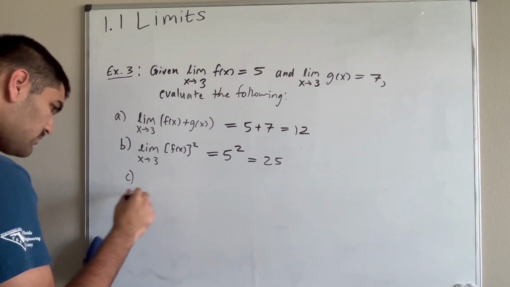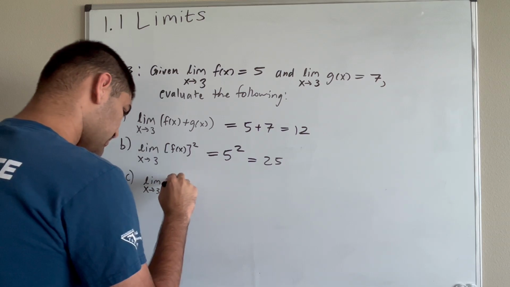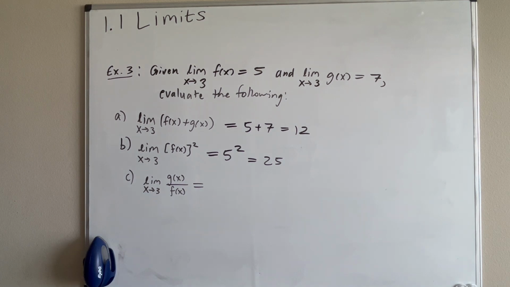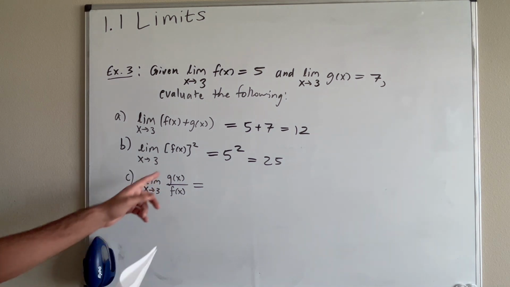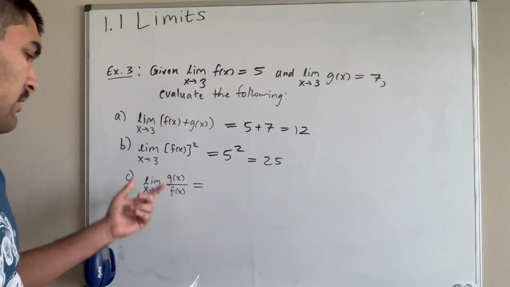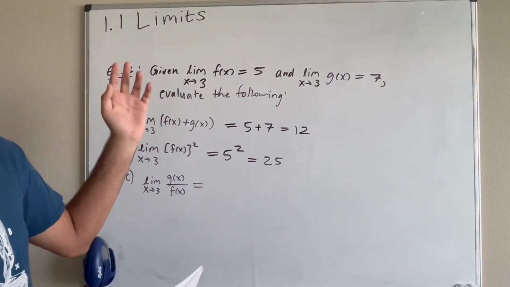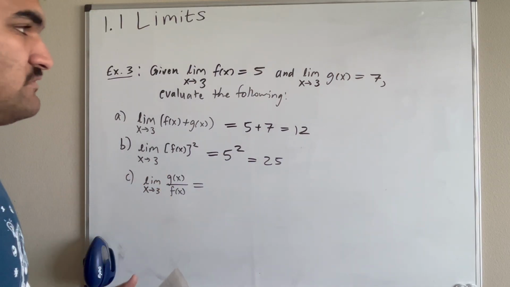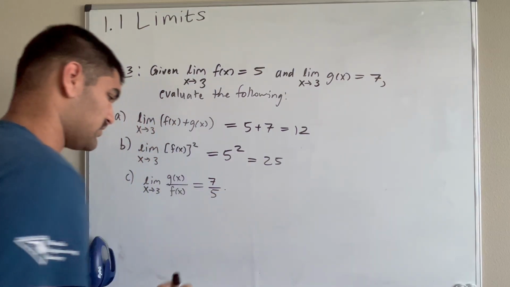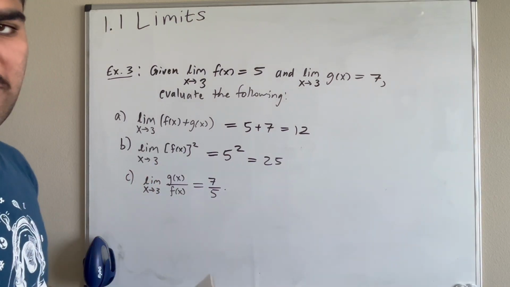Alright? Now let's see, we want the limit as x approaches 3 of g of x over f of x. So this is where it gets important to note the order, right? We want g of x over f of x, not f of x over g of x. A lot of students might mess this question up and immediately think that they're asking for f of x over g of x, write 5 over 7 and move on to the next question, but they're going to be wrong because we want g of x over f of x. So this is actually equal to 7 over 5. Okay, so just be really careful when you're reading the question because the order might be different.